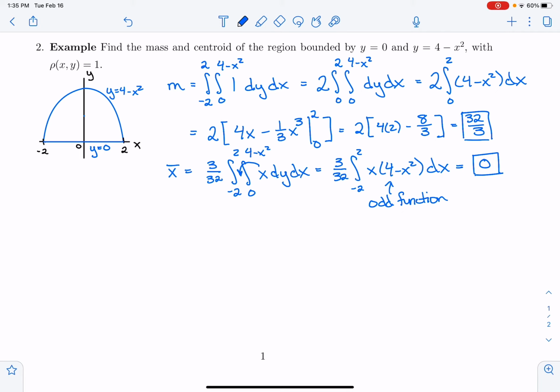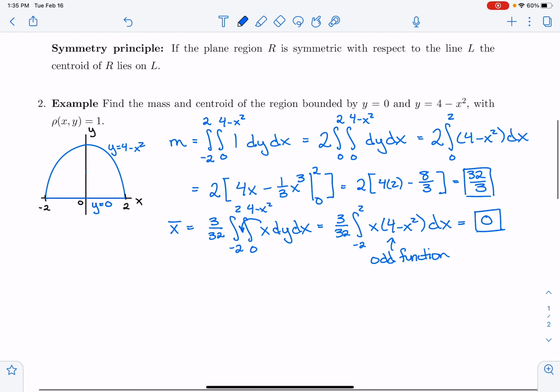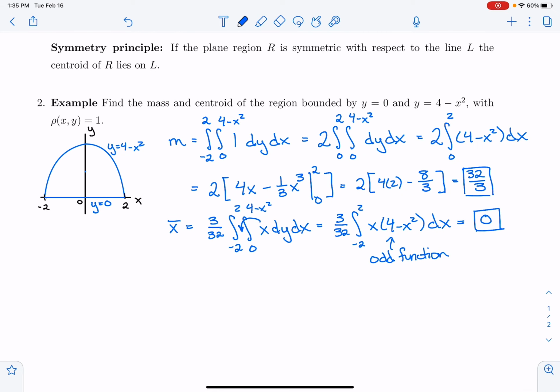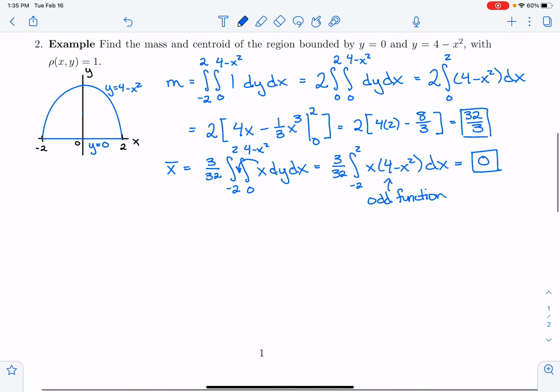And this makes sense because our plate is symmetric about the y-axis, or x equals 0. And so we expect the center of mass to lie along that y-axis. That is that symmetry principle that I mentioned before. So it's symmetric about a line. That line is the line x equals 0, or the y-axis. And so we expect the centroid to be on that line. So the x-coordinate is 0.